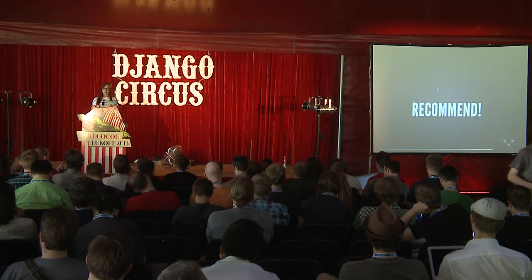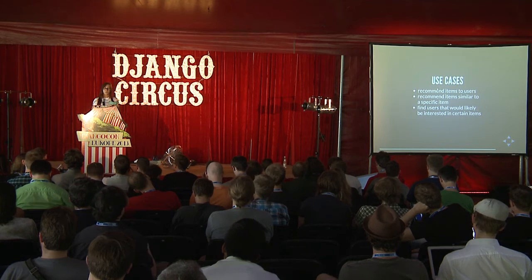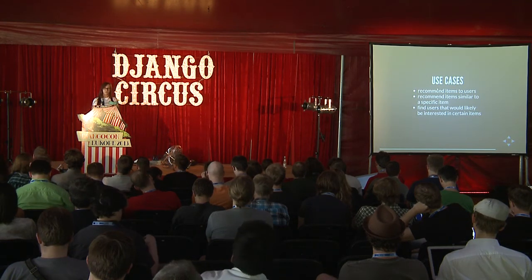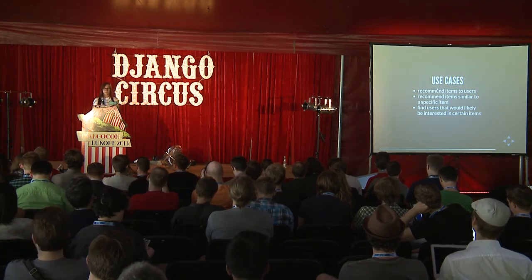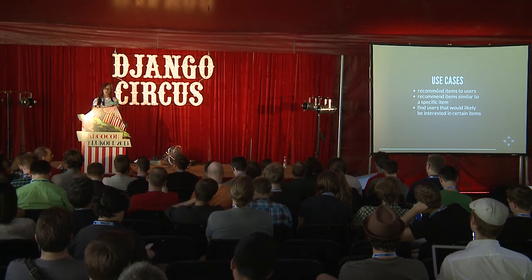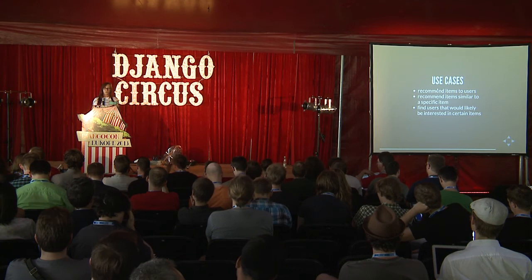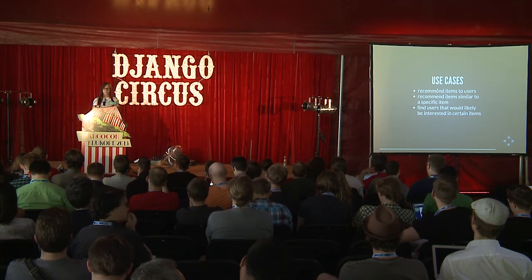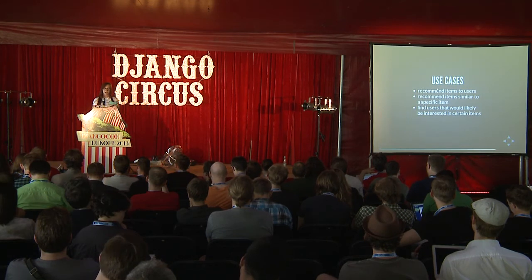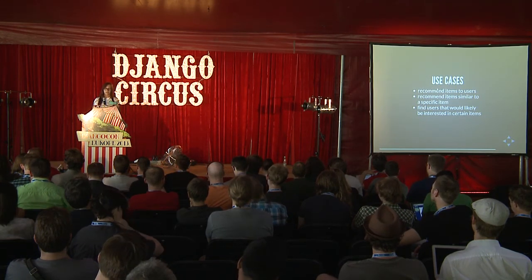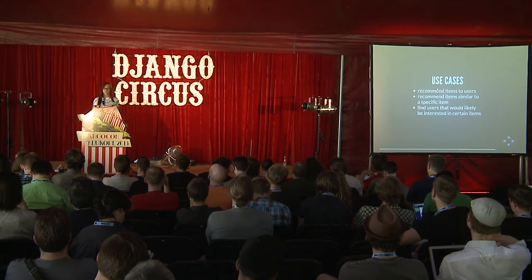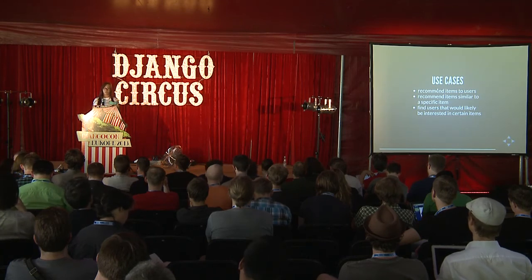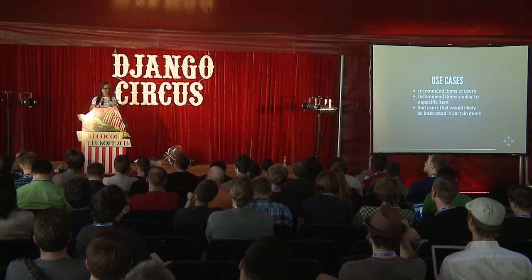When we have this, we can make the recommendations. Some use cases would be recommending items to users. This is the most common case. Recommending items similar to a specific item. For example, if you are in a cart, you would take the cart items and define items that are similar to the ones that are in the cart, and you can make it fast. Also, we can find users that would likely be interested in certain items. For example, if you have a sellout, or you create an outlet or something like this.